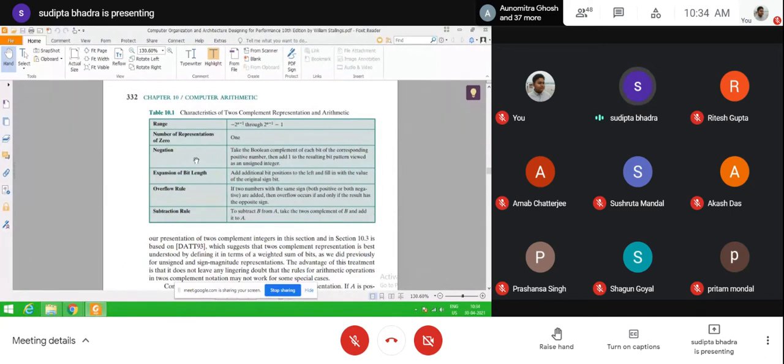Now in negation, arithmetic operations like negation can be performed. Take the Boolean complement of each bit of the corresponding positive number, and then add 1 to the resulting bit pattern viewed as an unsigned integer. So this is the process of negation in case of two's complement.